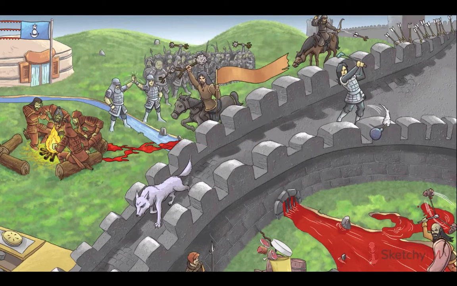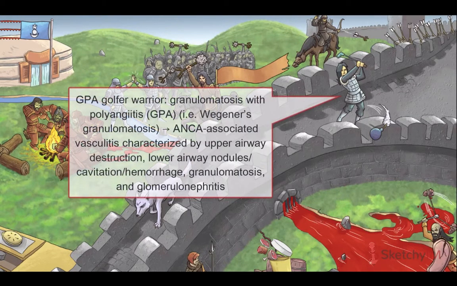Granulomatosis with polyangiitis, or GPA, previously referred to as Wegener's granulomatosis, is a multisystem vasculitis characterized by destruction of the upper respiratory tract, as well as nodules or cavities in the lower respiratory tract. Our recurring symbol is the Wegener sand wedge, this time being used to knock a smoke bomb onto a few unsuspecting guards.